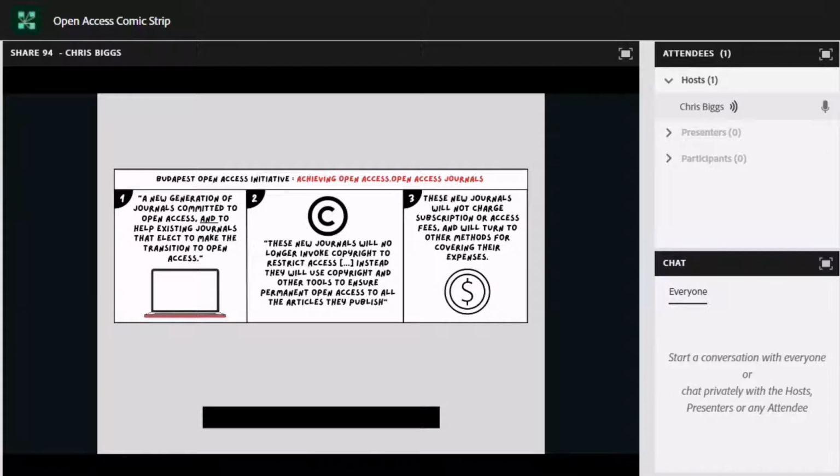These new journals will no longer invoke copyright to restrict access. Instead, they will use copyright and other tools to ensure permanent open access to all the articles they publish. These new journals will not charge subscription or access fees, and they will turn to other methods for covering their expenses.